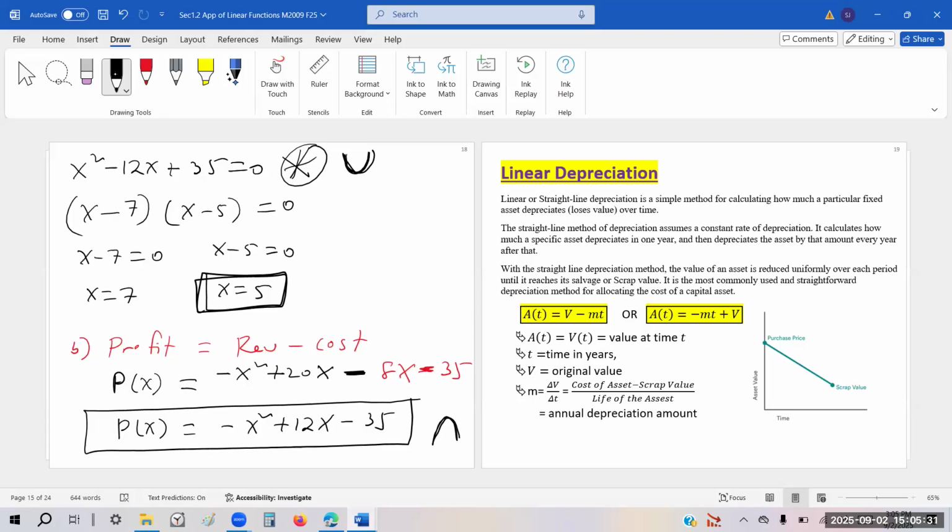So from the original price, you're subtracting the depreciation rate per year. So what's the depreciation rate, the m? It's the final cost minus the initial cost divided by how long you spent. That's the annual depreciation amount: the final minus initial divided by the number of years spent.